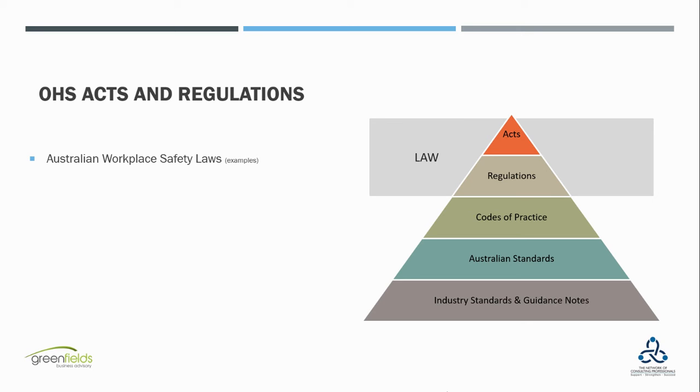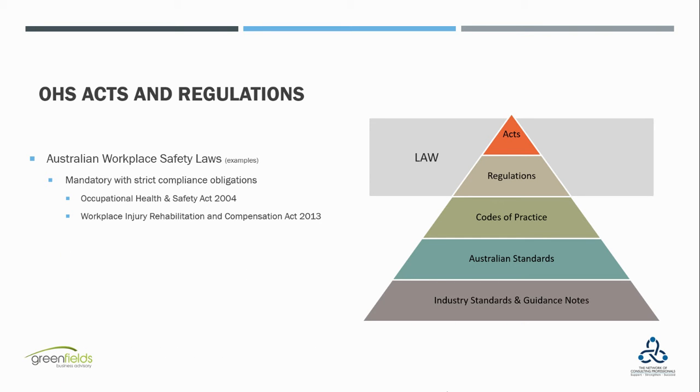Okay, so in Australia, we have workplace safety laws. There are some examples, they're not exhaustive, but they are mandatory with strict compliance obligations. So we have the Occupational Health and Safety Act 2004, the Workplace Injury, Rehabilitation and Compensation Act 2013, which outlines what you need to do to help manage any injured workers back to work, and occupational health and safety regulations for each state. So, for example, in 2017, it was updated in Victoria.